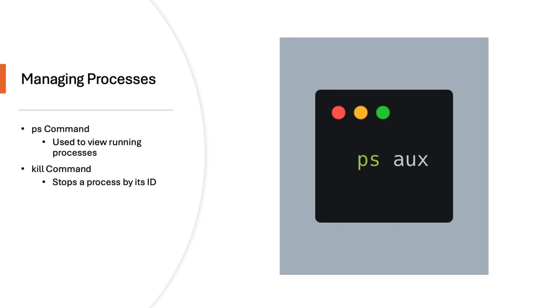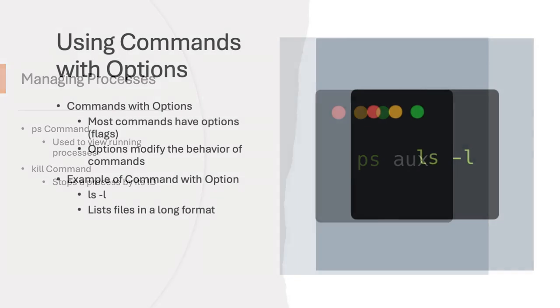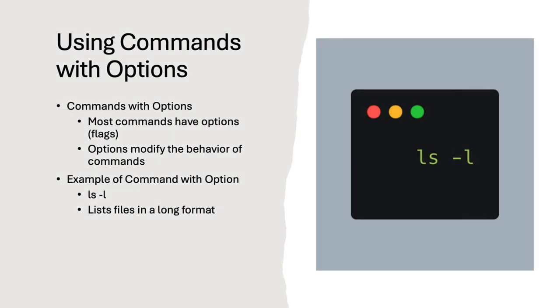In managing processes, the ps command is used to view running processes, while the kill command stops a process by its process ID. Commands often have options that change their behavior. For example, ls -l lists files in the long format, and you can use the man pages. You can type in man space ls and it'll list all the options for any particular command.